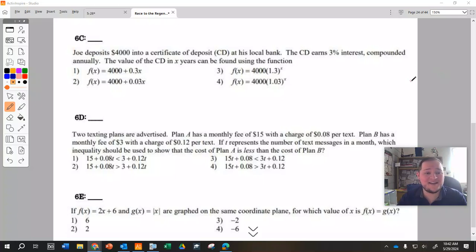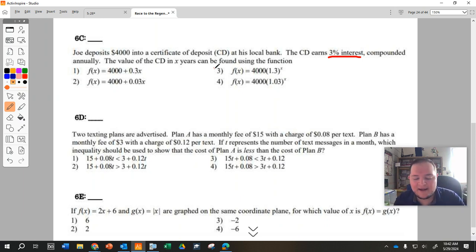Question 6C. Here we go. Joe deposits $4,000 into a certificate of deposit, also called a CD, at his local bank. The CD earns 3% interest. So 3% interest, that's something I want to talk about. 3% interest compounded annually. The value of the CD in x years can be found using the function, and there are your choices.